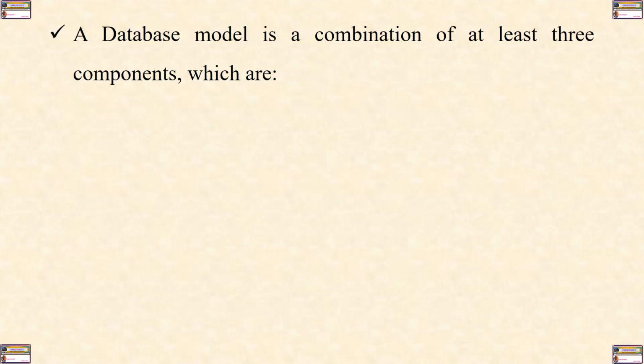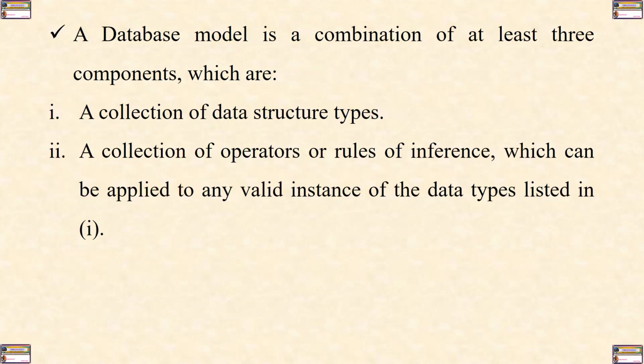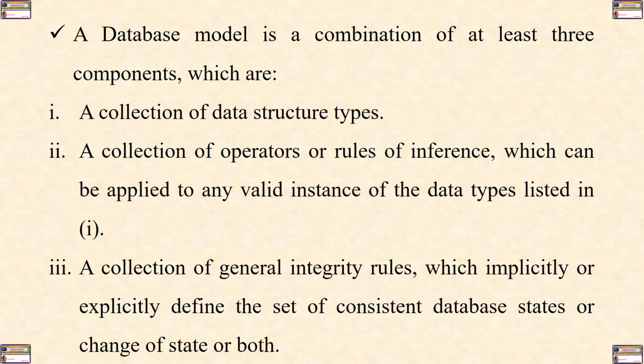A database model is a combination of at least 3 components. These components are: 1, a collection of data structure types; 2, a collection of operators or rules of inference, which can be applied to any valid instance of the data types listed in number 1; and 3, a collection of general integrity rules, which implicitly or explicitly define the set of consistent database states, or change of state, or both.